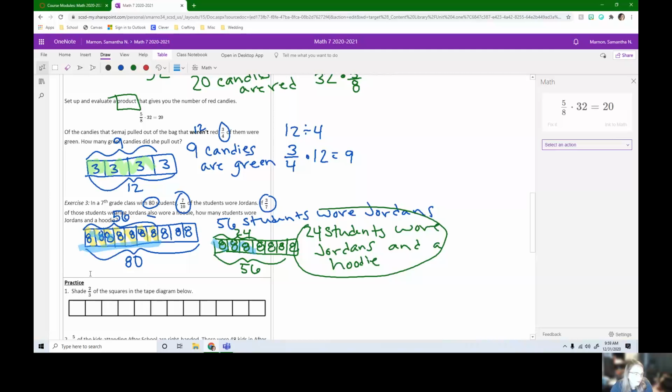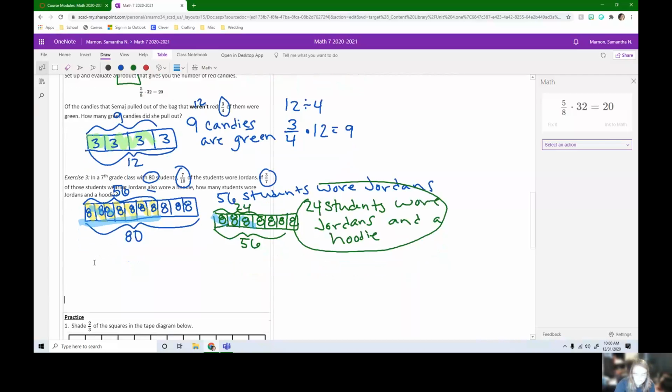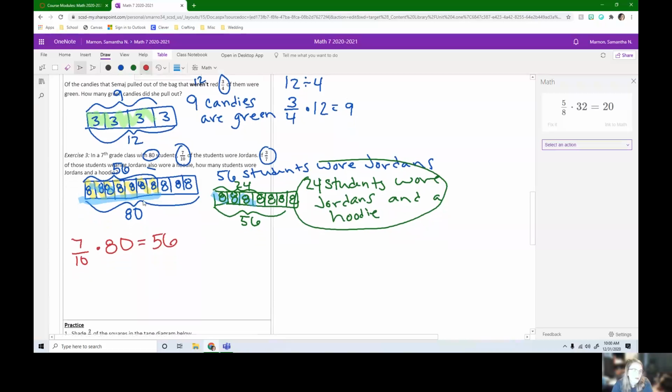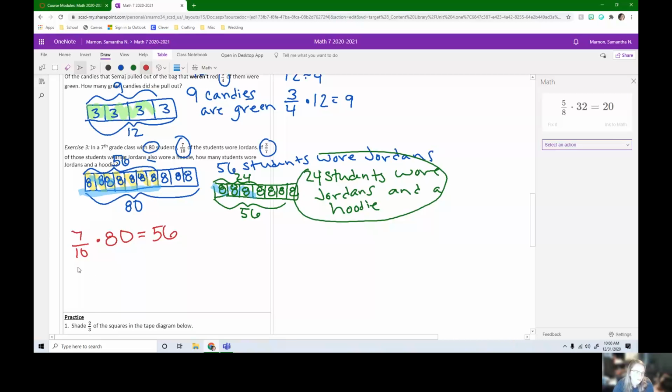If we wanted to start doing this with just the product, because that's where we're kind of trying to go, we want this to be nice and easy. I'll do the products in red. We want 7/10 of 80. So we would end up doing 7/10 times 80. You can check it on your calculator if you don't believe me. It's 56. That's that number we got here. And then we also need 3/7 of that 56. So then you can do 3/7 times 56. And you would get that 24 students that wore Jordans and a hoodie.